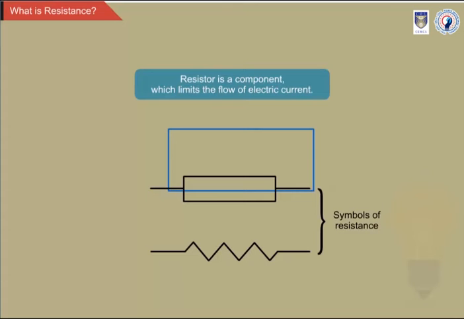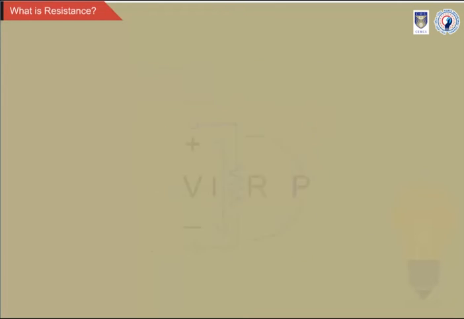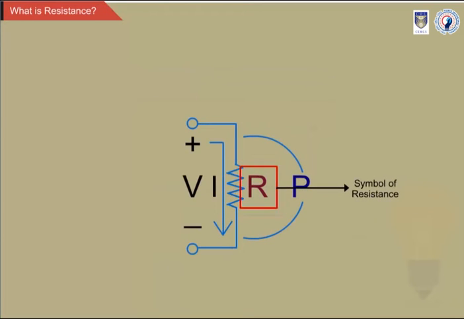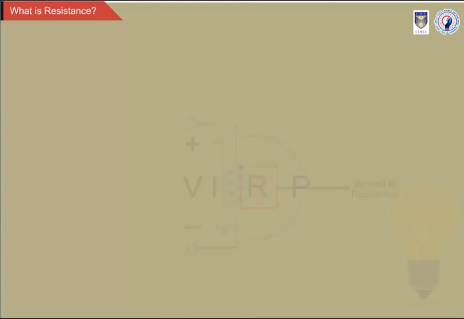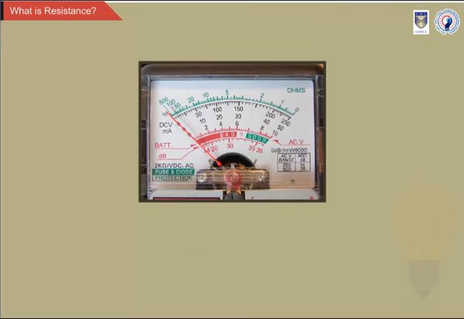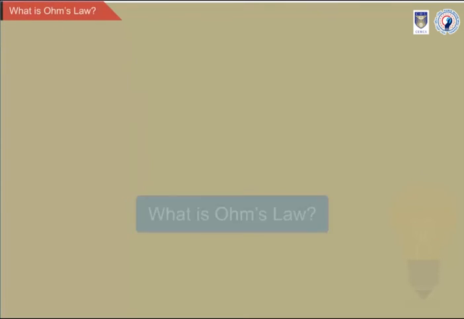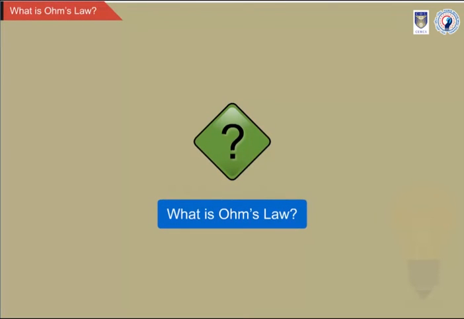A resistor is a component which limits the flow of electric current. The symbol of resistance is R. Resistance is measured in ohms by a measuring instrument called ohm meter. Let us next learn about Ohm's law.